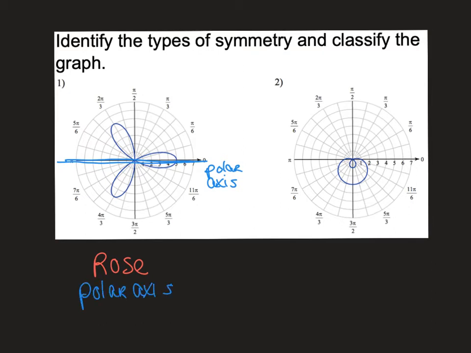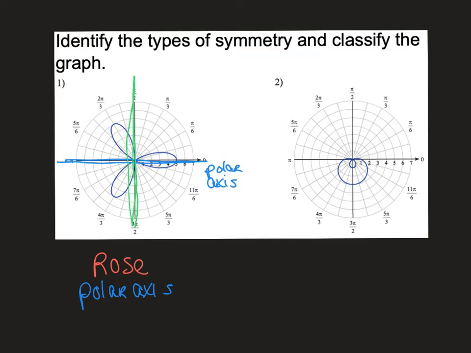Then you check for the line theta equals pi over 2. So basically your y-axis, and you would fold it hot dog style. So if I take and fold the right half over to the left half, as long as they sit back on each other, then we'd be okay.